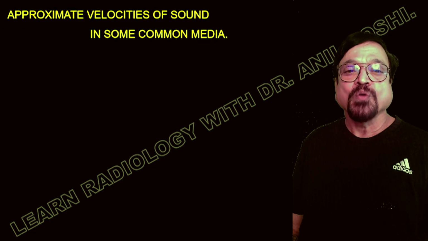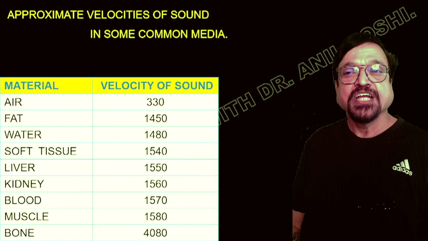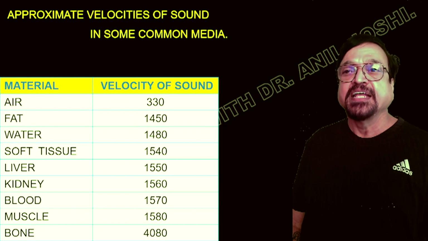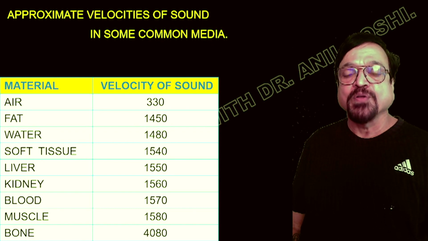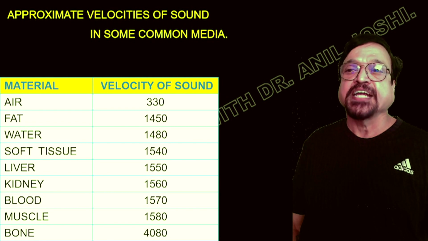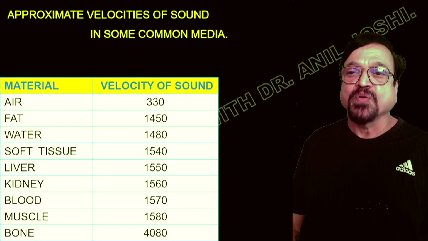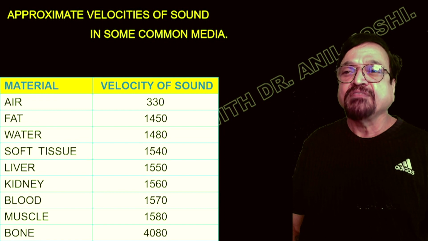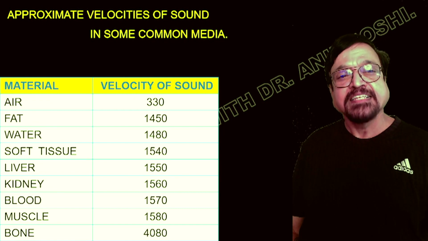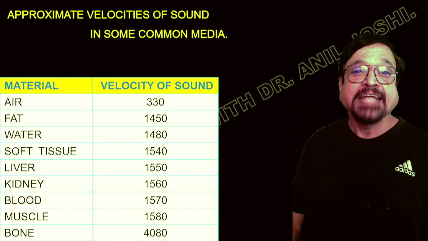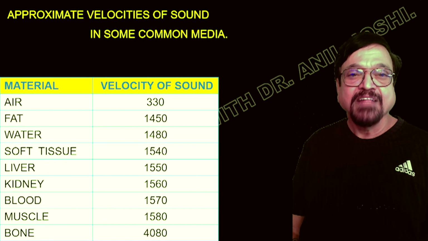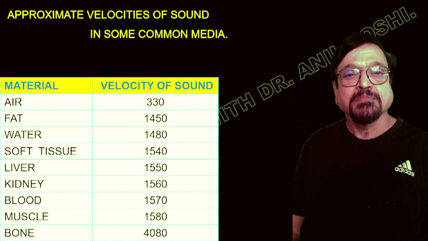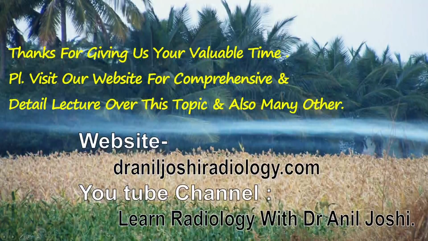Now, we should know the approximate velocities at which a sound wave travels in the body. Air, if it is in the body, it will go at 330 meters per second. Then fat, 1400. If you see carefully, fat, water, soft tissues, liver, kidneys, blood and muscles, there is not much difference. The major difference is in air, soft tissues and bones. So that is what we should remember when we are selecting an ultrasound machine, particularly the probes.